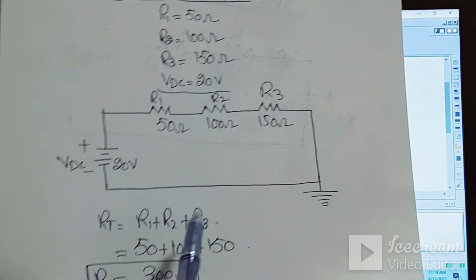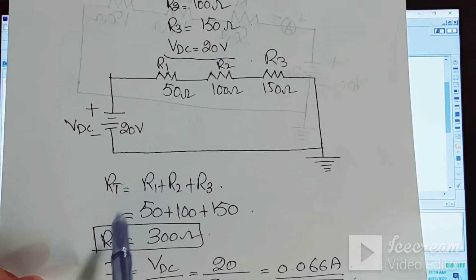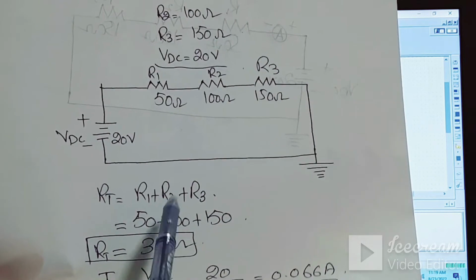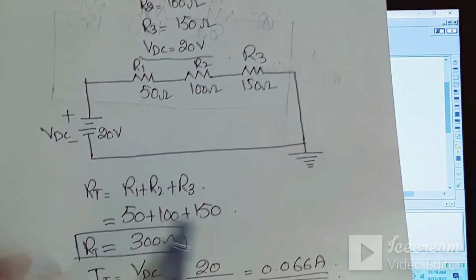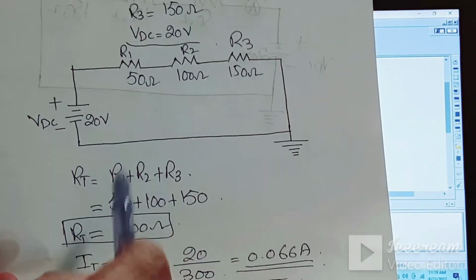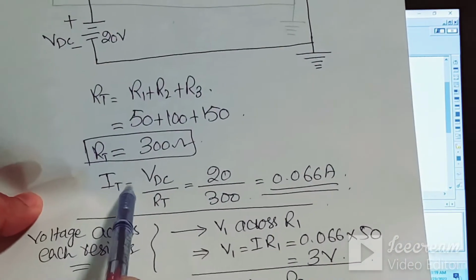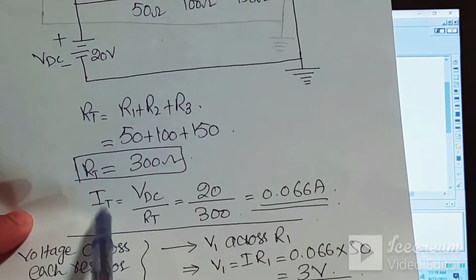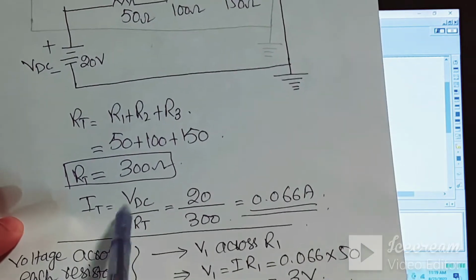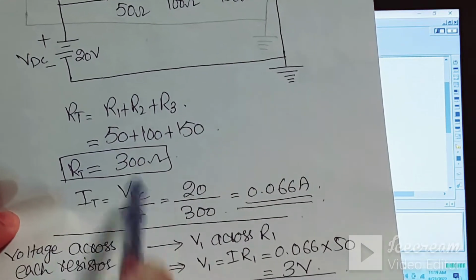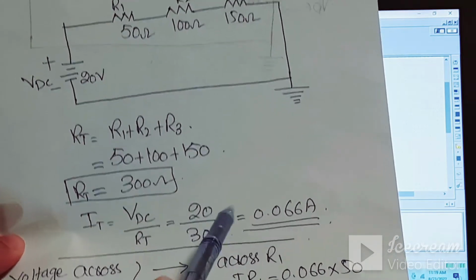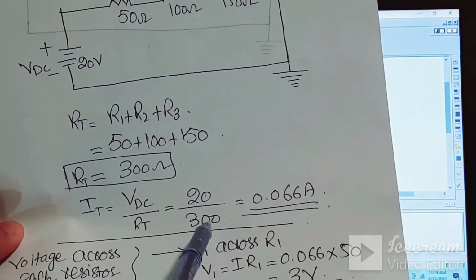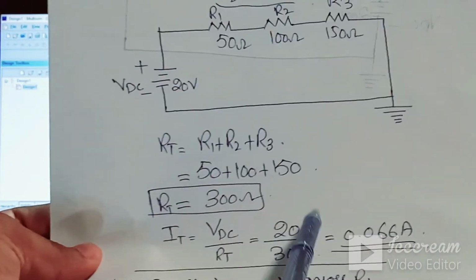Now the total equivalent resistance of this circuit is found by adding these three resistances. So 50 plus 100 plus 150 is equal to 300 ohm. Now I total, according to Ohm's law, I is equal to V over R. So apply the total DC voltage, which is 20 volts, divided by the total resistance of the circuit, 300 ohm.